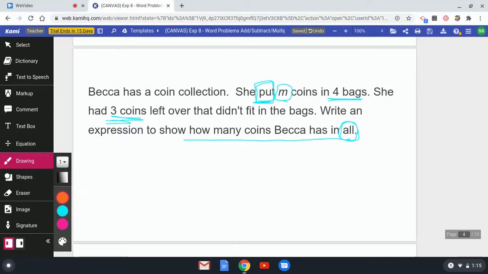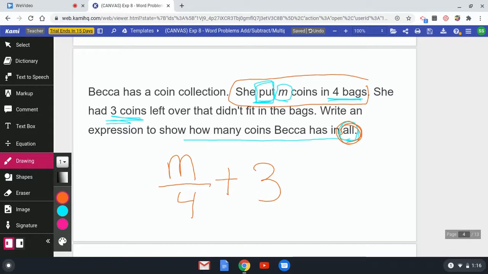All right, so where do we start? She put M coins in 4 bags. How do I represent that? M coins put or split into 4 bags. She had 3 coins left over that didn't fit into those bags. Write an expression to show how many coins she has in all. So I want to know how many she has in the bag and the 3 she has left over. So I have to add it.